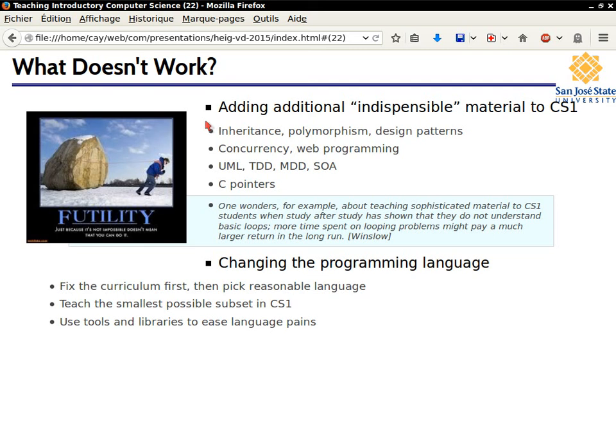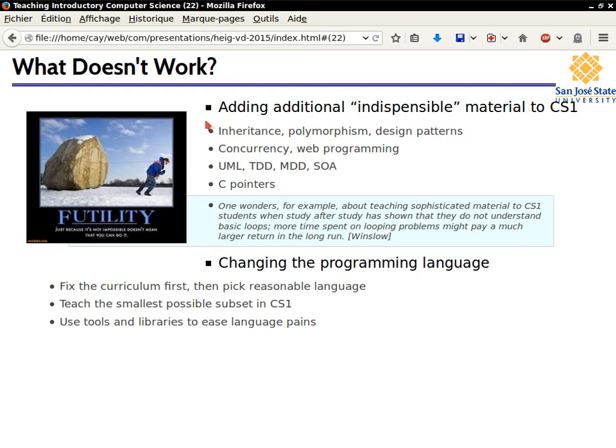Adding a lot of stuff about C pointers when you also try to teach them programming, it's probably not going to work. And this is not a new insight. Winslow, 30 years ago, said we were teaching sophisticated material to CS1 students when study after study has shown that they don't understand basic loops. More time spent on looping problems might pay a much larger return in the long run, which is of course true.